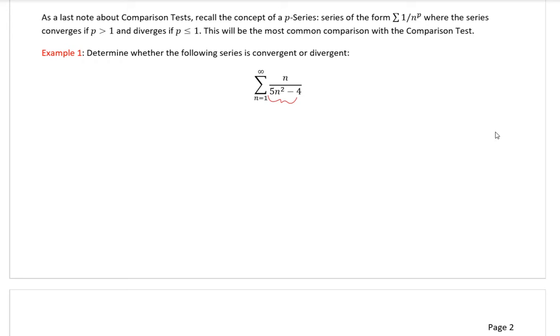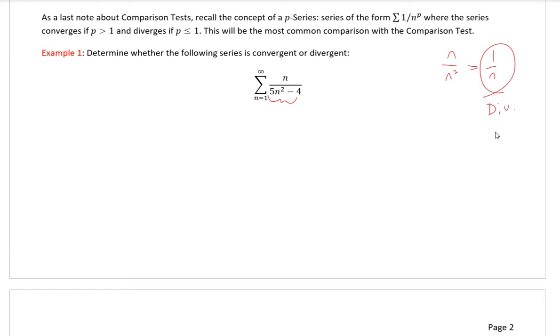Now we see n over 5n squared minus 4. If you ever see polynomials like this, your inkling should be to try to compare to an associated p-series. If I just look at the highest terms on top and bottom, I see n over n squared, which is 1 over n. That means I'm probably comparing to 1 over n. Now 1 over n, that p-series, otherwise known as the harmonic series, this diverges.